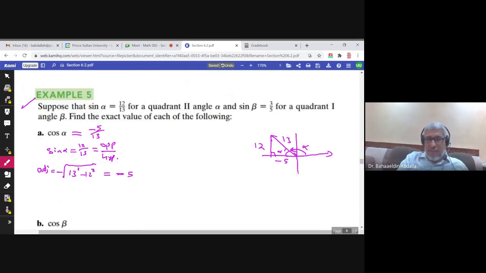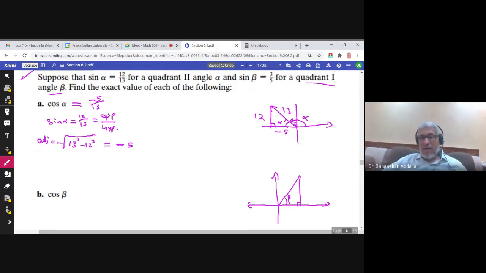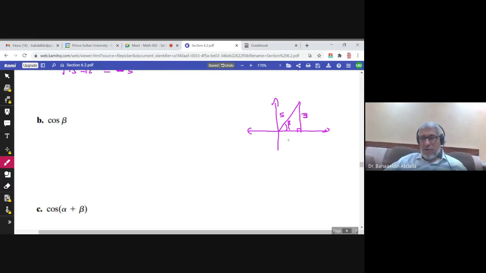What about cosine beta? You do the same, but here beta is an angle in the first quadrant. So this is the angle beta. Okay, what do we know? We know sine beta. Well, sine beta, the opposite is 3, and the hypotenuse is 5. Use the Pythagorean theorem to find that the adjacent is the square root of 25 minus 9. So it's the square root of 16, which is 4. So the adjacent is 4.